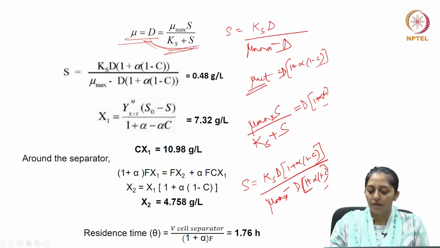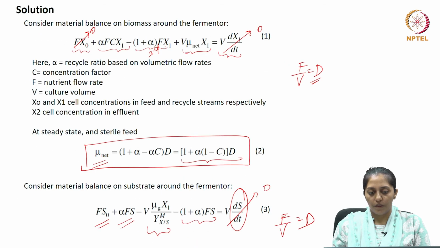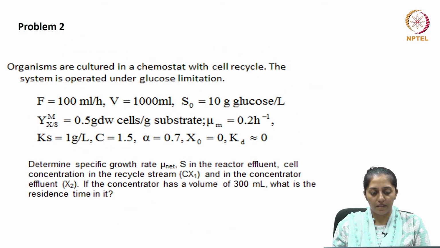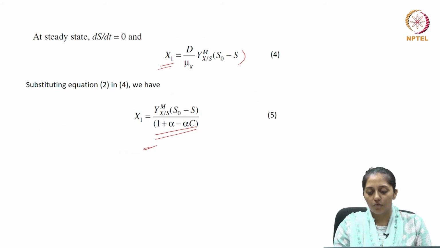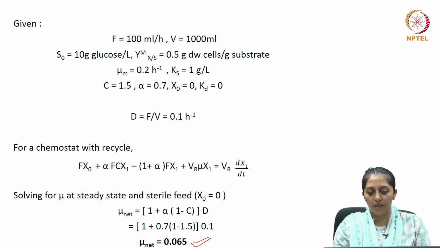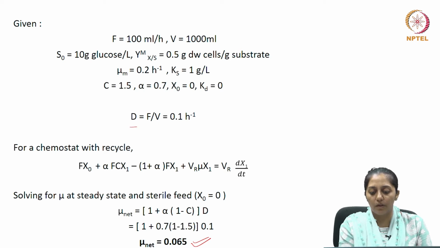So, now we know all the terms here, and the dilution rate D is equal to F by V. So, we need to know the F. F is given in the problem as 100 milliliter per hour. If we know all the terms, and the volume is also known, we can find the dilution rate, which has been calculated here as 0.1 hour inverse.